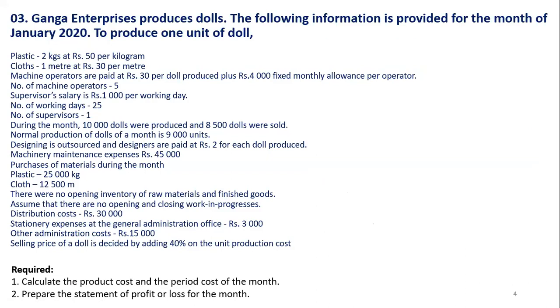It's about identification of the product cost and period cost. So you are supposed to identify the product cost and the period cost, and also you've been asked to prepare the statement of profit or loss as well. Here I would like to suggest that in order to figure out the product cost, the easiest way is to prepare a manufacturing account. So you can prepare a manufacturing account and identify the product cost.